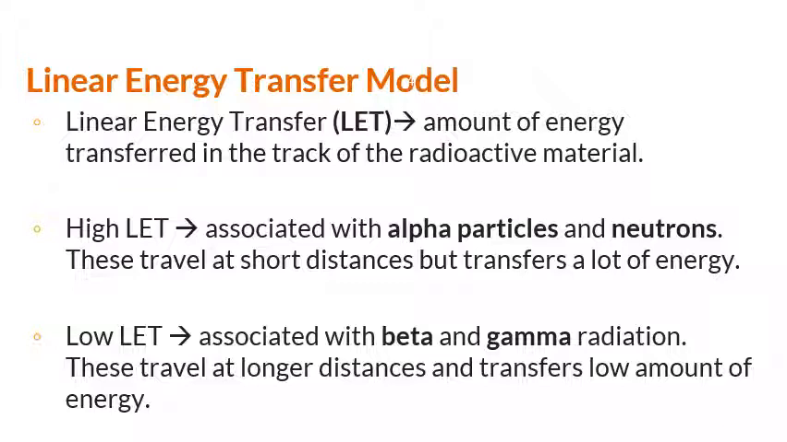So, yung high linear energy transfer, associated yan with your alpha particles and neutrons. So they transfer a lot of energy at short distances. And then yung low linear energy transfer na particles would include beta and gamma radiation because they travel longer. And as they travel longer, the transfer of energy is not as much in comparison to your alpha and neutrons. So low LET yung beta and gamma, high LET yung alpha and neutrons.